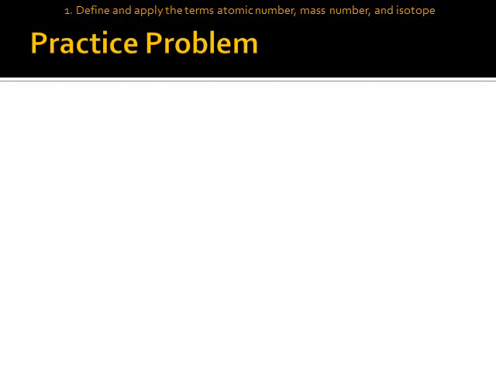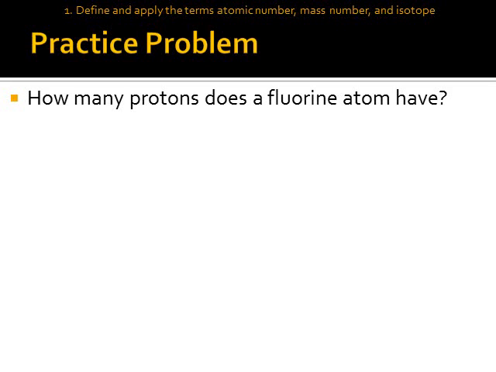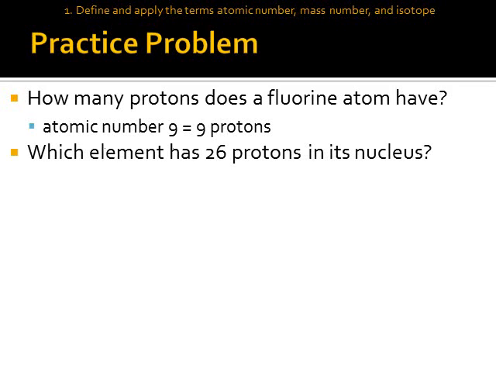Here's a practice problem. Question: how many protons does a fluorine atom have? Well, find fluorine on your periodic table. You'll see its atomic number is 9, thus it has 9 protons. Which element has 26 protons in its nucleus? Find atomic number 26 on the periodic table, and you'll see that it belongs to iron. So the answer would in fact be iron.